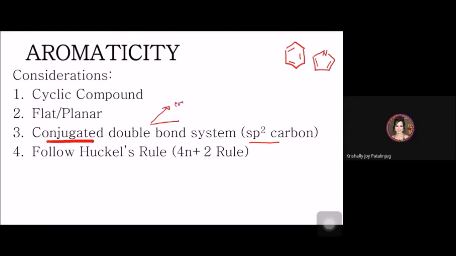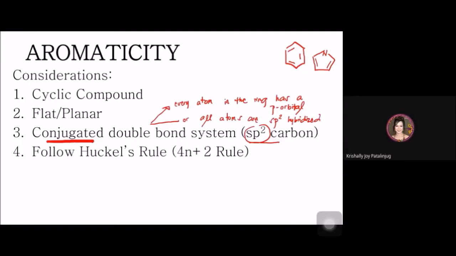Every atom in the ring should have a p orbital. Okay? Or, all atoms, as stated in number 3, are sp2 hybridized. It's actually the same thought, no?